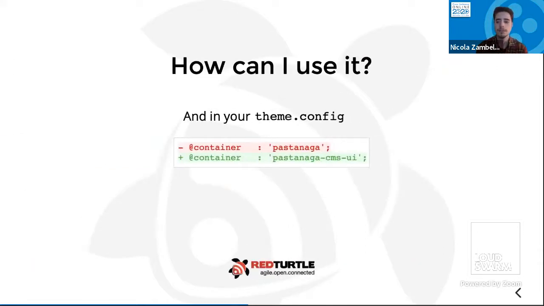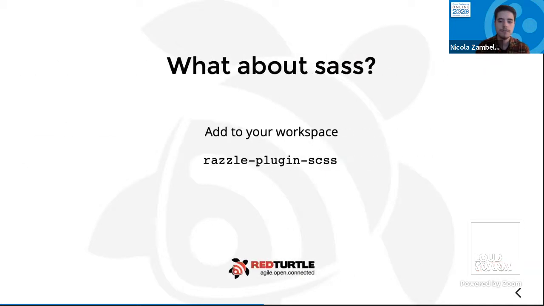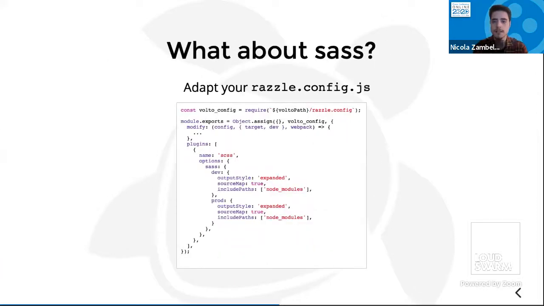To avoid the same issues I had working on containers, I suggest you choose the Pastanaga CMS UI theme for the container model in your theme configuration. If you have or want to use Sass in your project, for example if you're using Bootstrap, like in my case, you would include the Sass plugin for RedTurtle, which delivers the Sass loader for Webpack, and it is barely automatic. And then in the RedTurtle configuration, you can now set Sass options as you need.